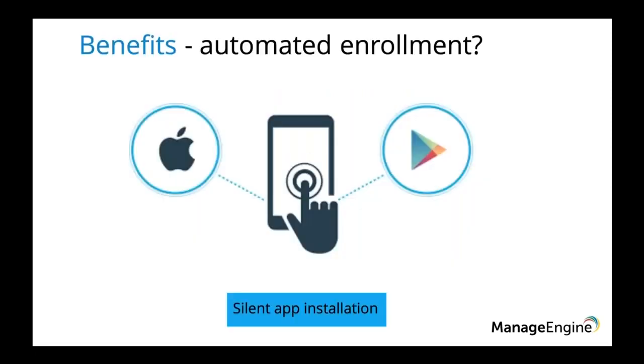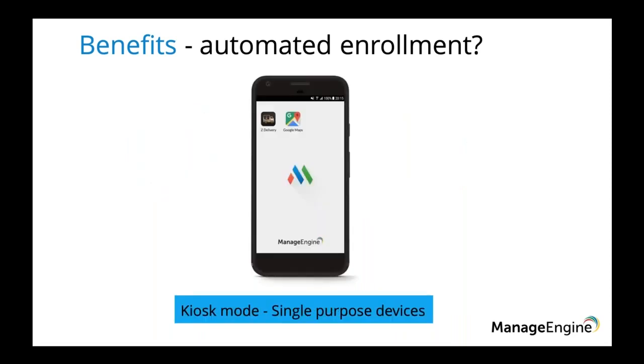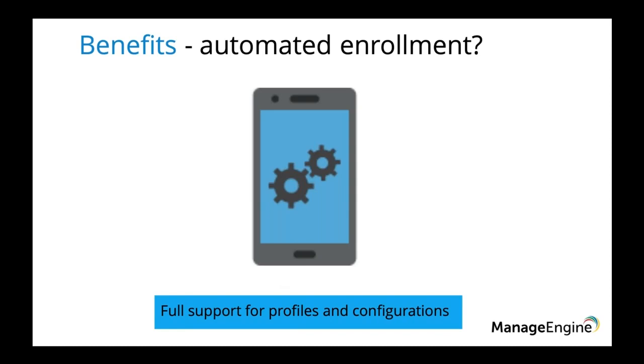So what are the benefits of an automated enrollment process? Well, you can silently install applications, be it your store-based application or your enterprise application, as they are completely controlled by the MDM solution, the devices themselves. You can perform silent app installation. You can lock the devices down in kiosk mode, something that we were discussing last training session, wherein you can lock the device down to run just the specific applications that you would like. And also you would have full support of all the profiles and configurations that are made available by the MDM solution.